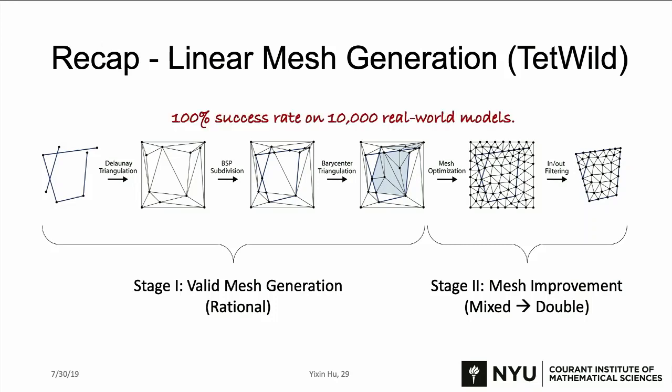Tetwald has been tested on 10,000 real-world models, and it achieves 100% success rate. Since Tetwald is robust, automatic, and can generate high-quality elements, we adapted it into our algorithm Triwald with two main differences.